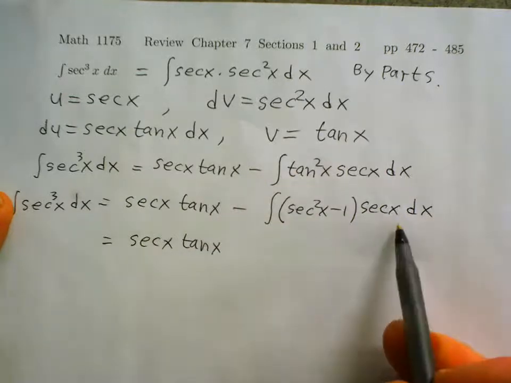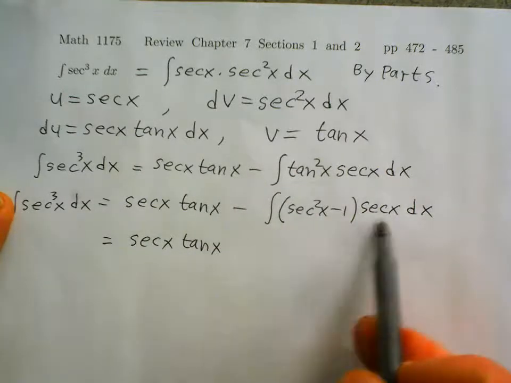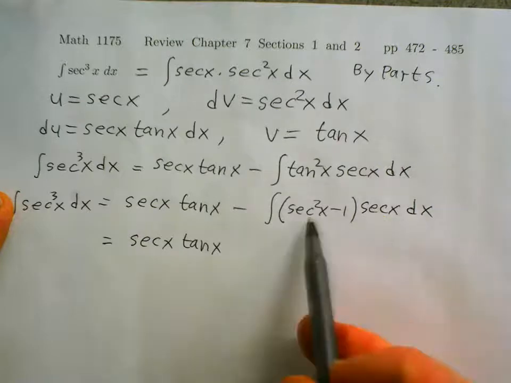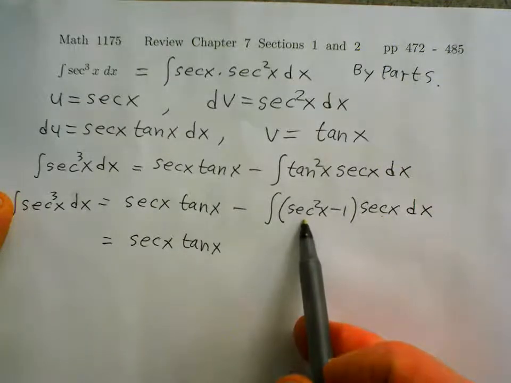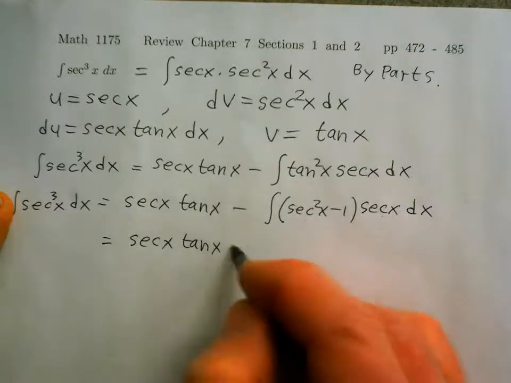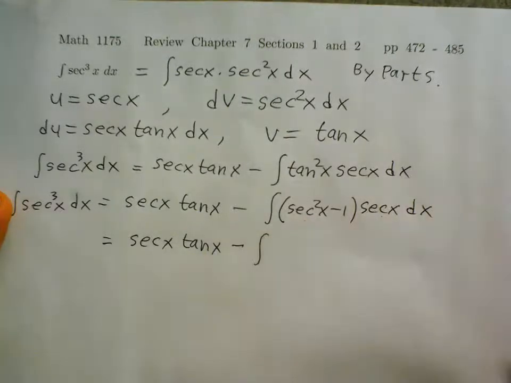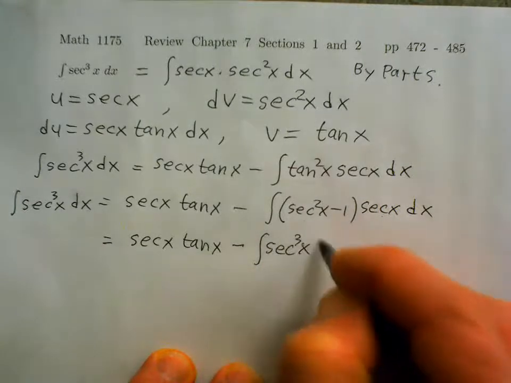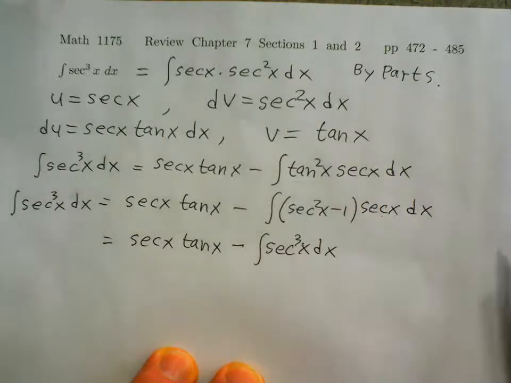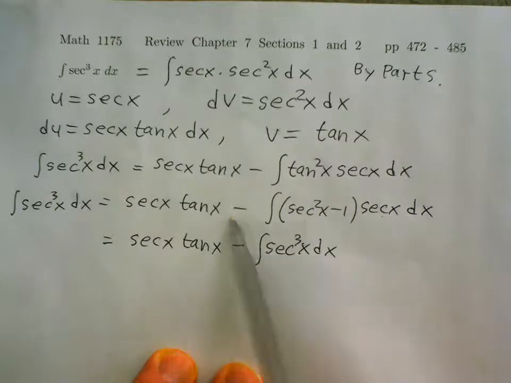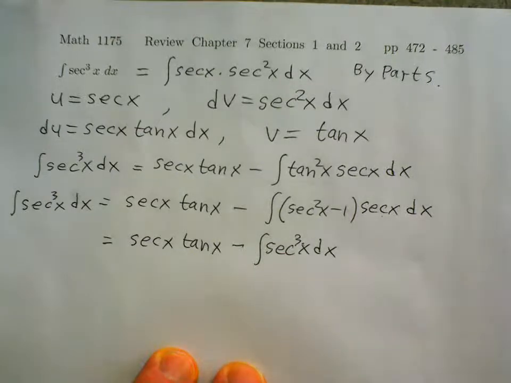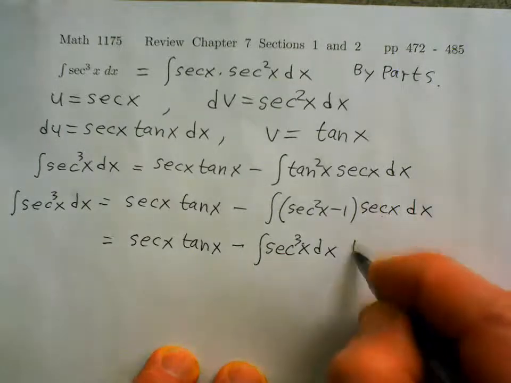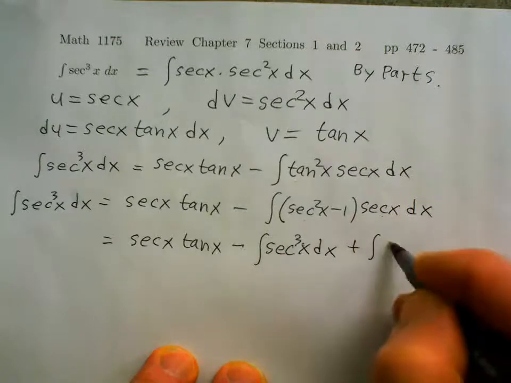So let's do a couple of things at once. We're going to multiply secant of x times secant of x to the second to get secant of x to the third. So we're going to subtract the integral of secant of x to the third. And then we're going to subtract the negative of the integral of secant of x. So that means we're going to add the integral of secant of x dx.